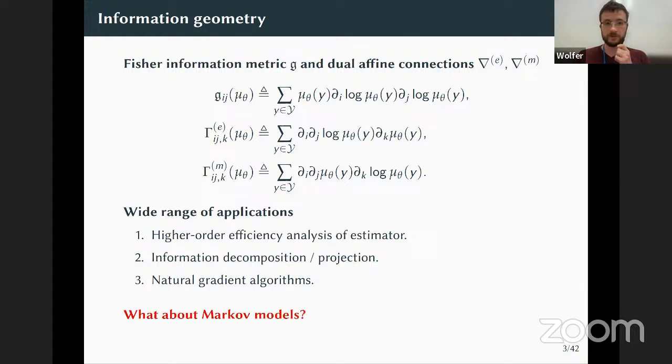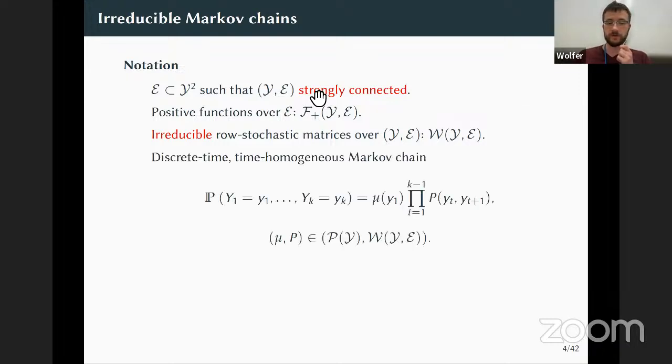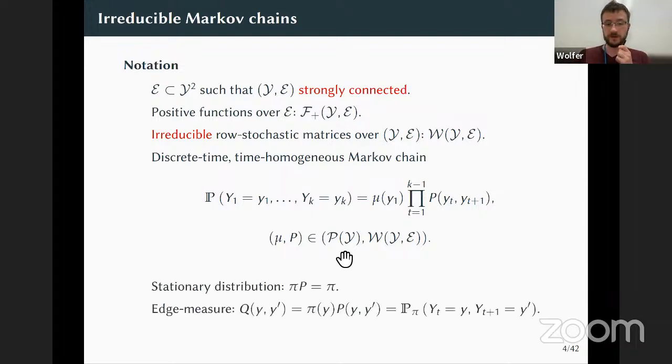And what about Markov models? First, let's fix some notation with respect to Markov chains. We'll consider an edge set E such that the graph composed of the vertex set Y and the edge set E is strongly connected. And we consider positive functions over E, as well as the subset of irreducible stochastic matrices. Since we're dealing with Markov chains, we will be able to factor the probability of a given trajectory as follows, where mu is an initial distribution and P is a stochastic matrix. The stationary distribution of P will be denoted by pi, and it will also be convenient for us to define Q, the edge measure, that corresponds to the stationary pair probabilities.